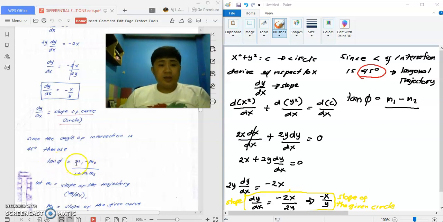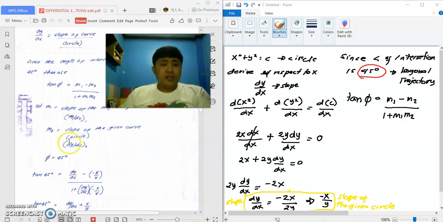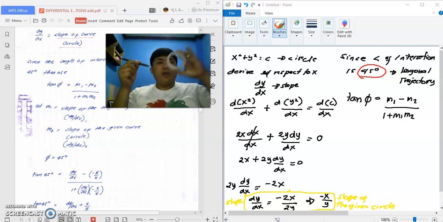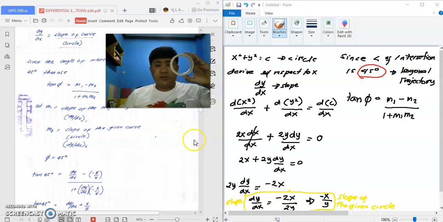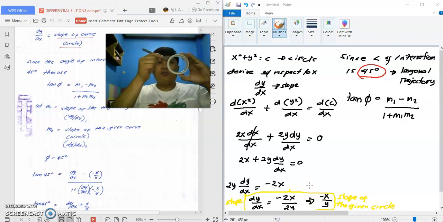Tangent theta, or tangent P, is equal to slope 1 minus slope 2 over 1 plus slope 1 times slope 2. So we have 1 plus m1 m2. So now, sir, what is m1 and what is m2? Okay. The slope 1 is the slope of your trajectory. That is the slope of the trajectory, while the slope 2 is the slope of your given curve. So we already solved the slope of the given curve, which is this one below. So we have to get the slope of the given trajectory.